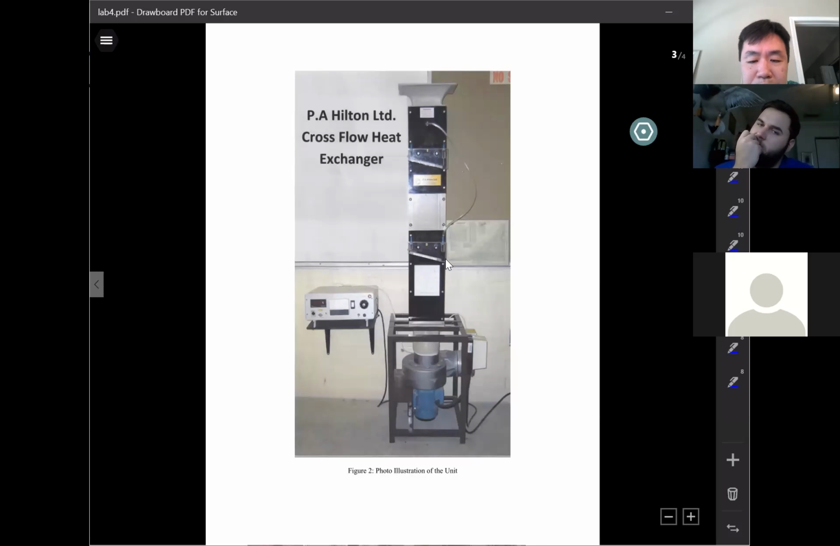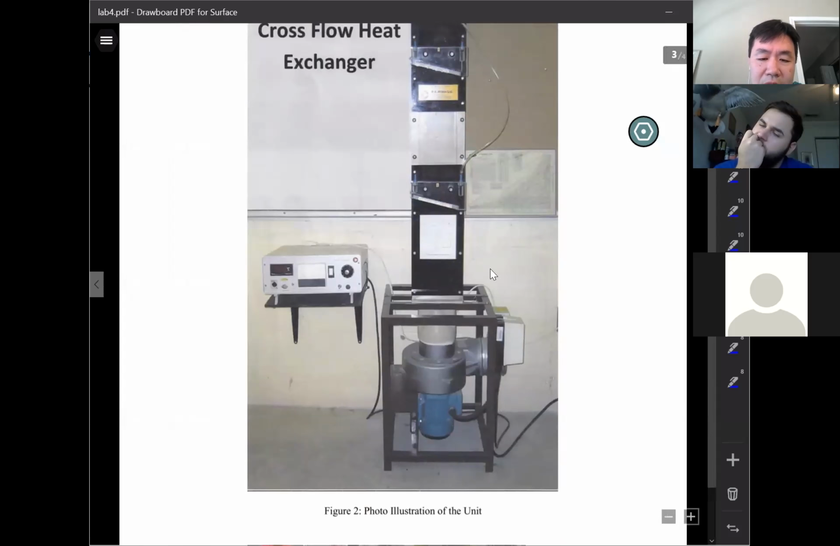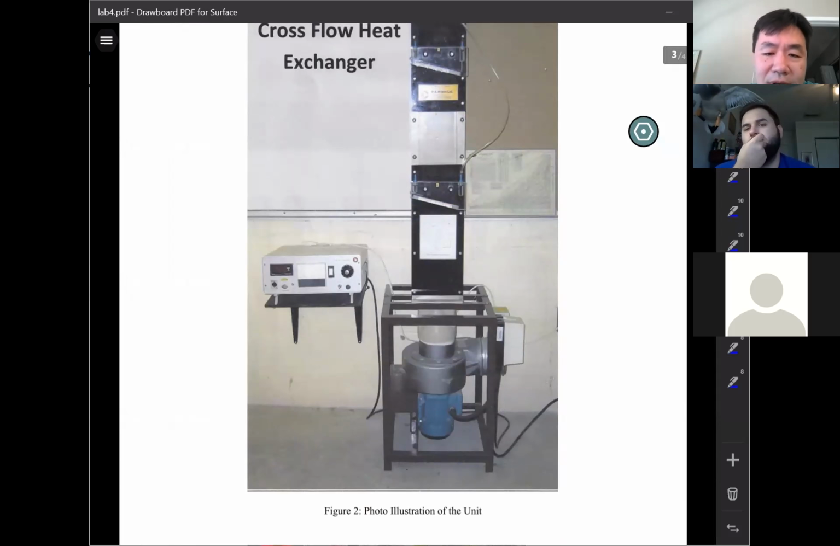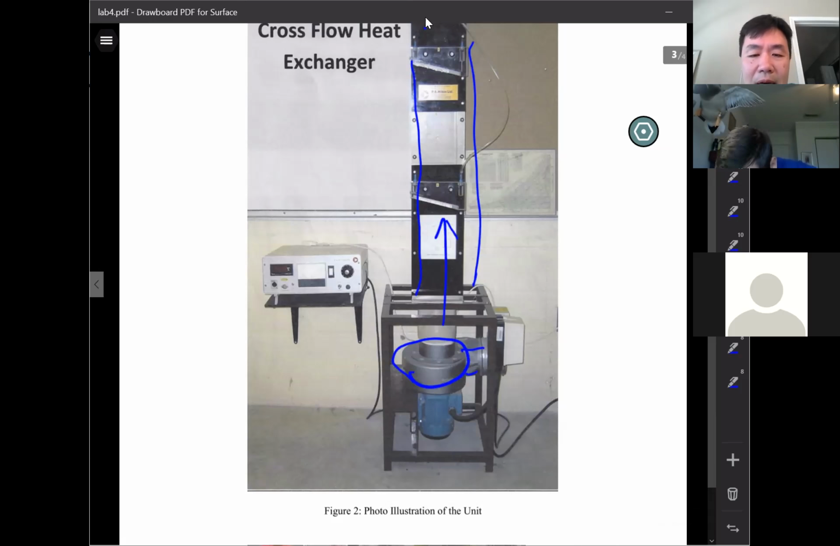Okay, this is the apparatus for the cross-flow heat exchanger. There's a square duct. The main thing here is a square duct. Actually, I can write on it. This portion is the main flow chamber. It's not a round duct, it's a square duct, but it's okay. There's a blower here, like a fan, that creates airflow from the bottom to the top.